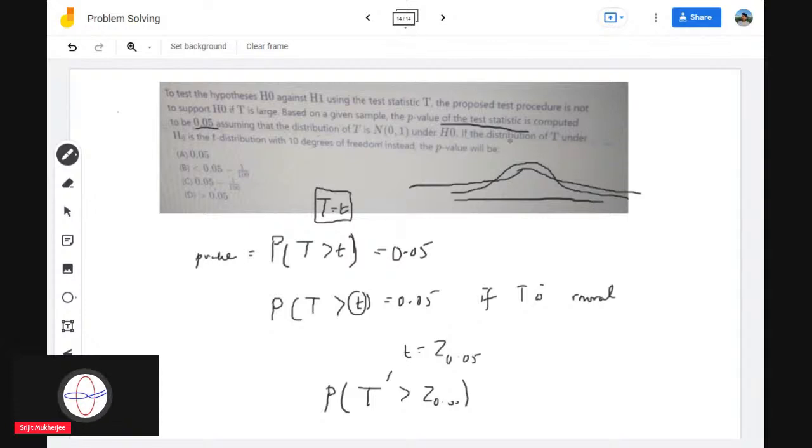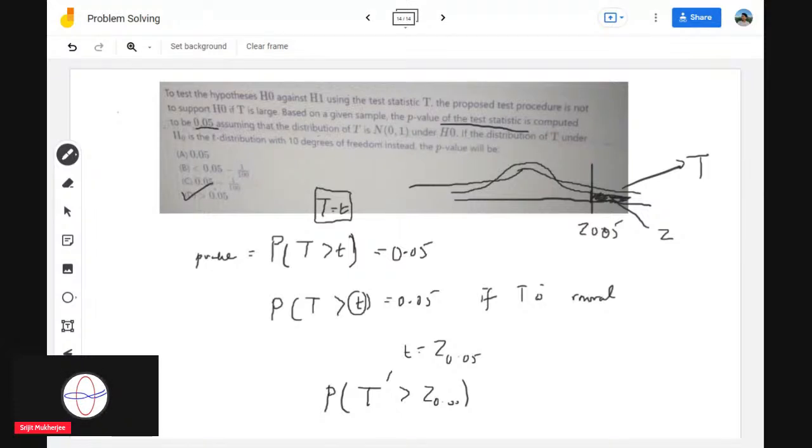Yes, good. T is like this, with more tail probability. If this is z and this is t, both have mean 0. This is 0, z 0.05, and 0.05 probability is here. So for t, the probability will be greater than 0.05. Simple. Did you understand?